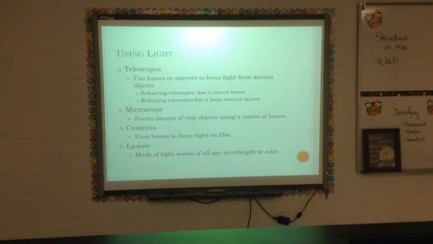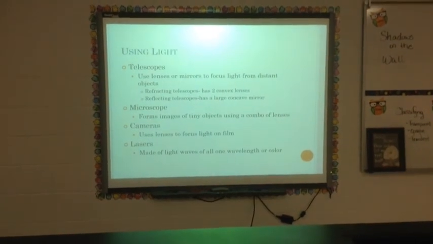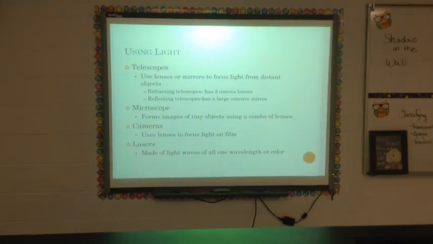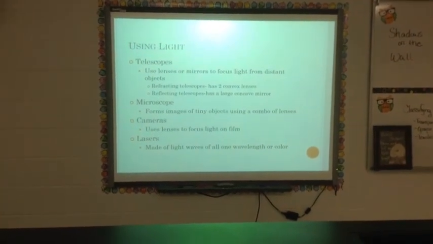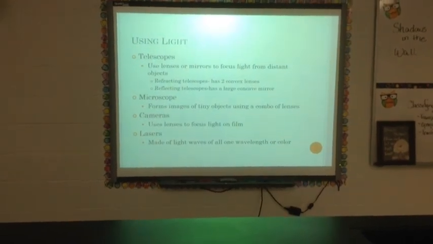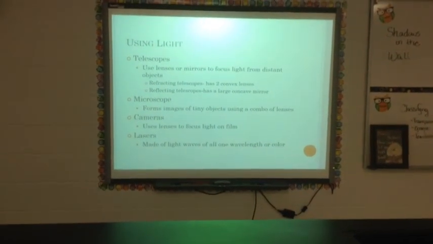Telescopes use light. They use lenses and mirrors combined. You have refracting and reflecting telescopes. Your microscope will use a combination of lenses. Cameras use lenses to focus the light. Lasers are all the light waves of one color or one wavelength.